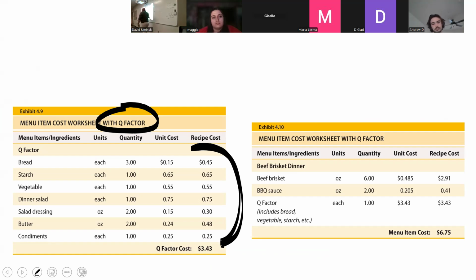So for this example, we're talking about a barbecue plate that has brisket. The Q factor is the bread, the starch, the vegetable, the dinner salad, the salad dressing, the butter, and any condiments that come with it. So all of that is costed out and added to the price to give us our total recipe cost. And then we might use the factor method or we might use the percentage method to figure out what we're gonna sell it for.